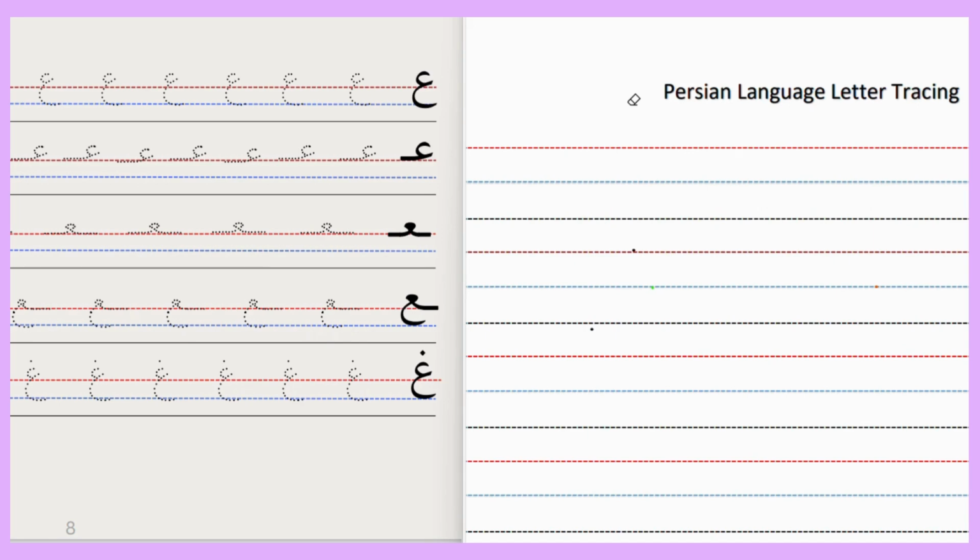I hope you are doing your exercises and I hope you are enjoying what you are doing, although it might be very challenging writing Persian alphabets. So, I'm going to continue. Today, I have decided to work on two letters called Ain.